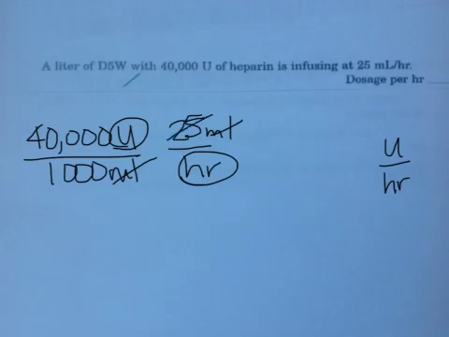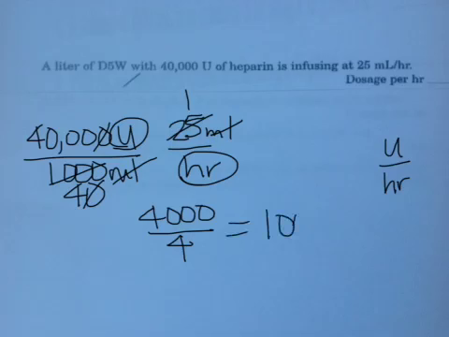That goes into 1,040 times, and getting rid of, so the 25 was a 1, and then we're going to get rid of that 0 and that 0. So now we have 4,000 divided by 4 equals 1,000 units per hour. Okay, so that's pretty easy, and that's actually a pretty standard dose for heparin.